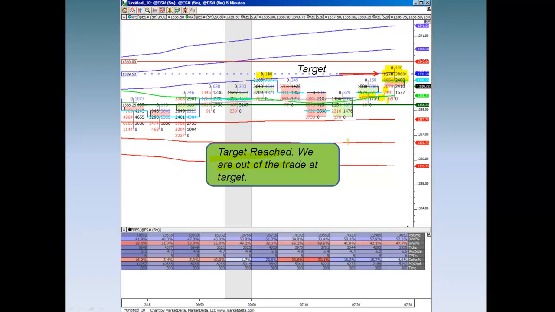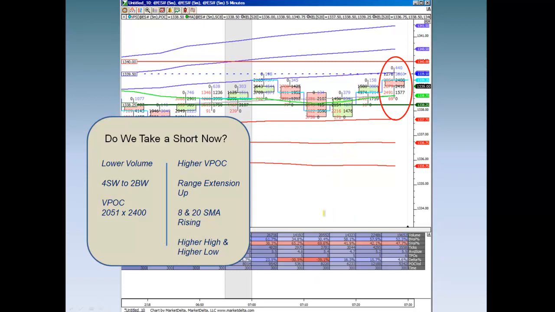So the long does not make any sense, and the question is, should we consider a short? Well, let's take a look at what the arguments would be in favor of a short. There's lower volume, so we're not going to continue up. We have 4 sell wins to 2 buy wins, 1, 2, 3, 4, and only 2 buy wins here, so the sellers are dominating. The VPOC has more at the ask than at the bid, so this is actually favoring the buyer.